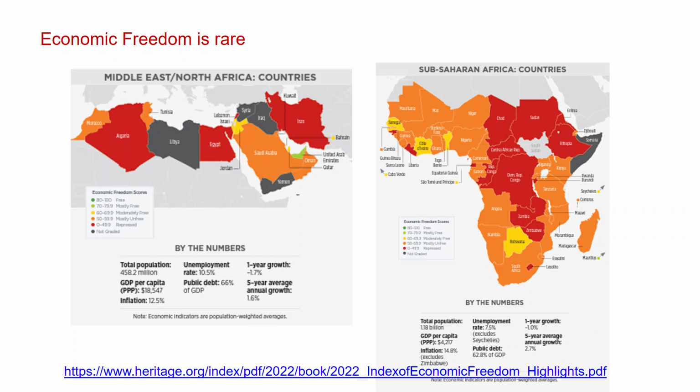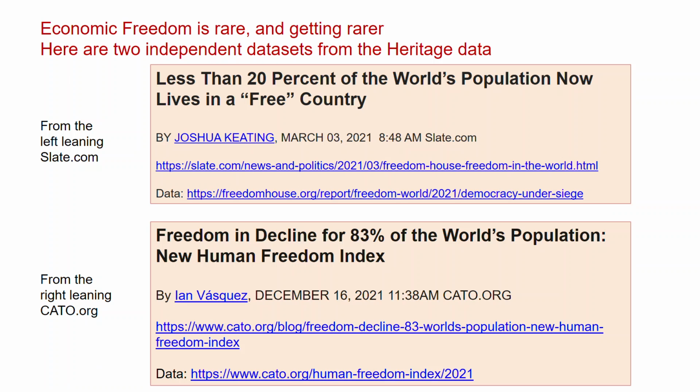Now, in terms of this, you can say, well, gee, that's just the Heritage index, and Heritage is an organization that's so biased, I don't want to pay any attention to it. Well, how about a report from slate.com, a very left-leaning outlet, reporting on different data, which is freedomhouse.org. They have a title, March 21st: less than 20% of the world's population now lives in a free country. You can read the article, I didn't, to know exactly what they're talking about, but there's a different data set coming up with essentially the same thing I just told you.